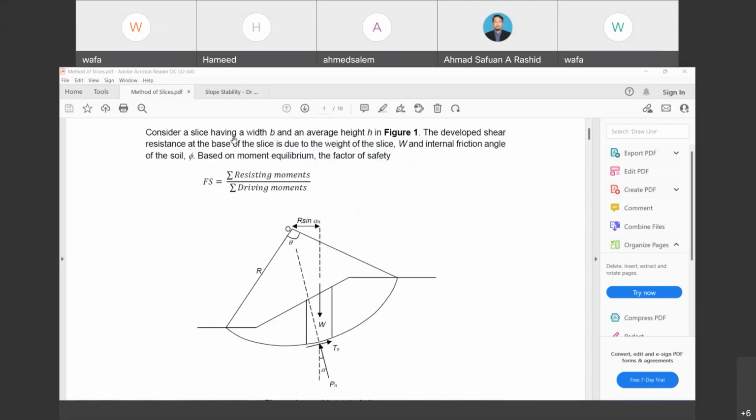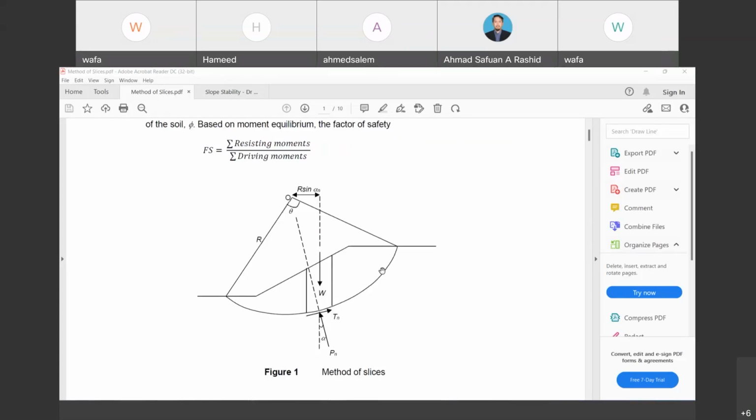So consider a slice having a width B and an average height H in figure 1. The developed shear resistance at the base of the slice is due to the weight of the slice, W, and the internal friction angle of the soil. Based on moment equilibrium, the factor of safety is the ratio between the resisting moment over the driving moment.